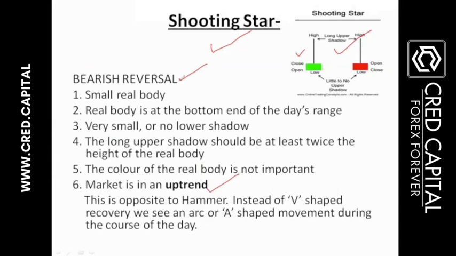It is also a kind of bearish reversal. The small real body is at the bottom of the day's range, with very small or no lower shadow. The longer upper shadow should be at least twice the height of the real body. The real body is not important, but the trend is important. It is the opposite of the hammer. Instead of a V-shaped recovery, there is an arc or A-shaped movement during the course of the day.